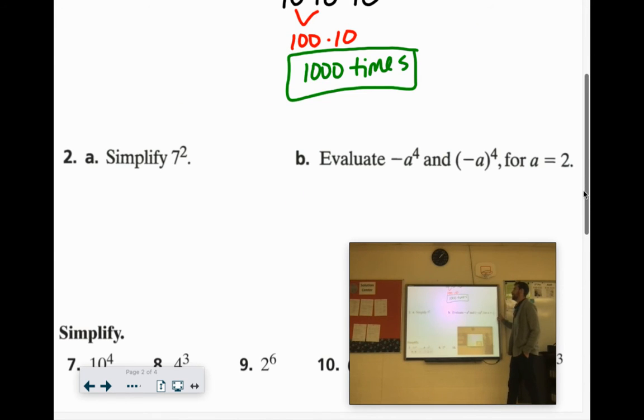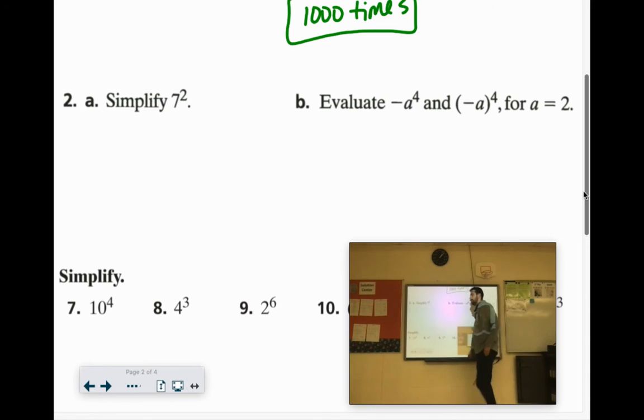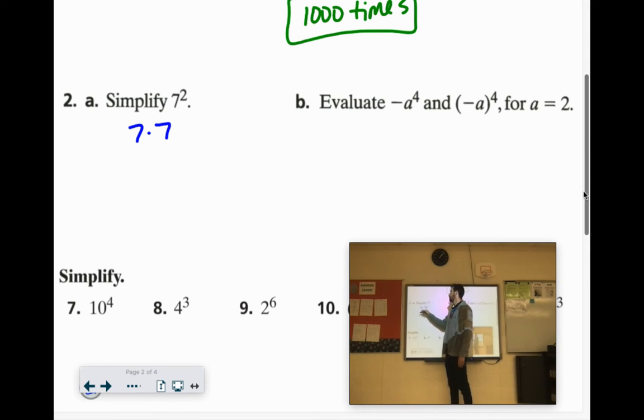Simplify 7 to the second power. Well, 7 to the second power means 7 times itself twice. 7 times 7 is 49.